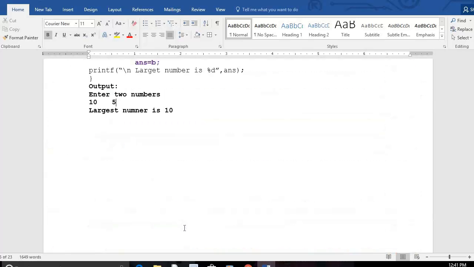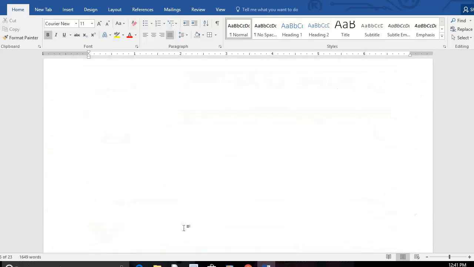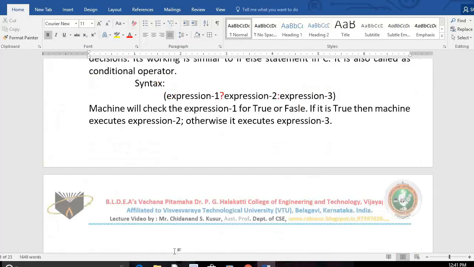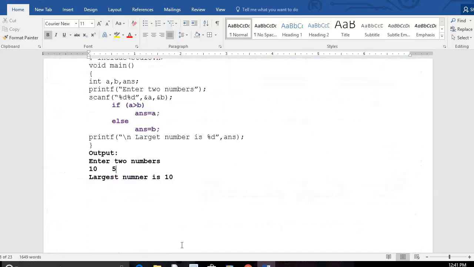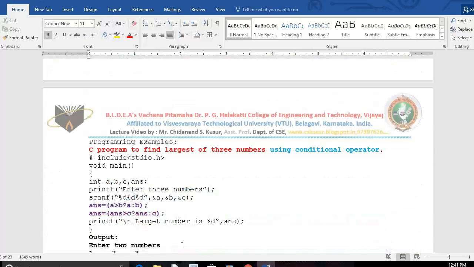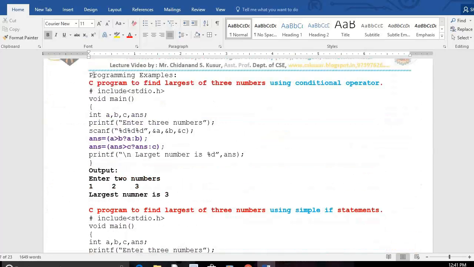C program to find largest of three numbers. Can you try that program? Okay, I explain. C program to find largest of three numbers using conditional operator. Yeah, it is so easy. Int a, b, c. We need one extra variable. Enter three numbers a, b, c.